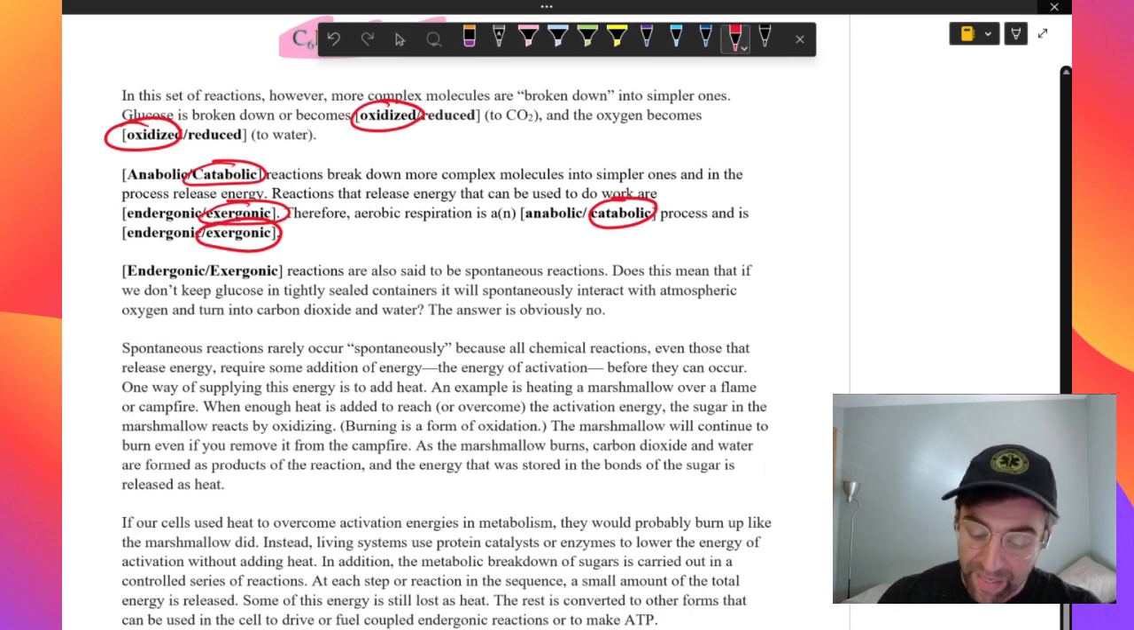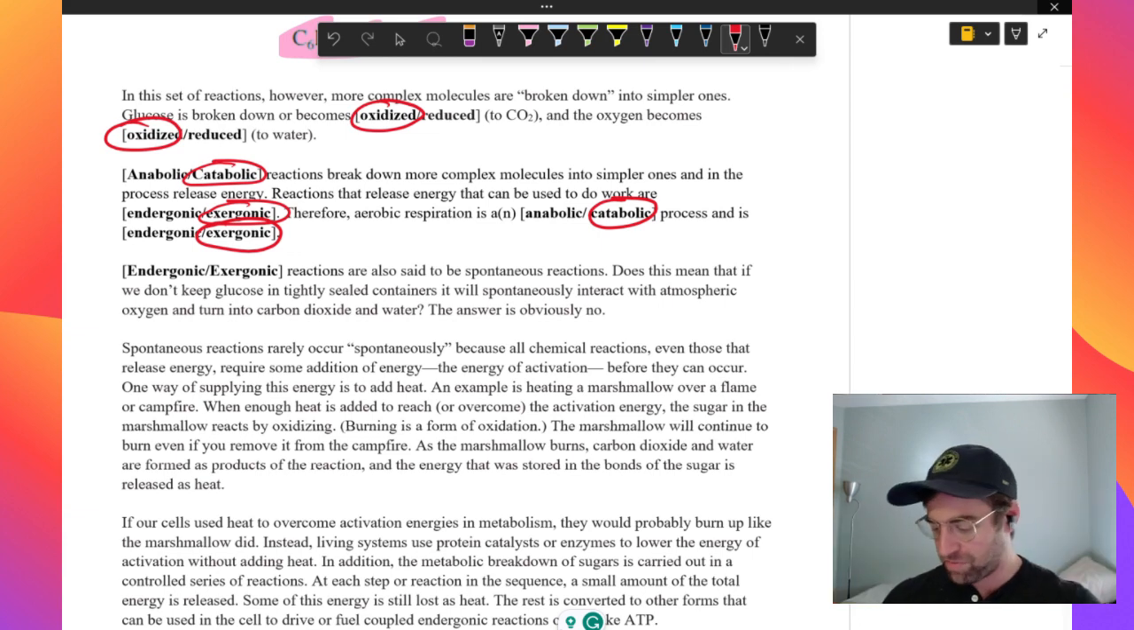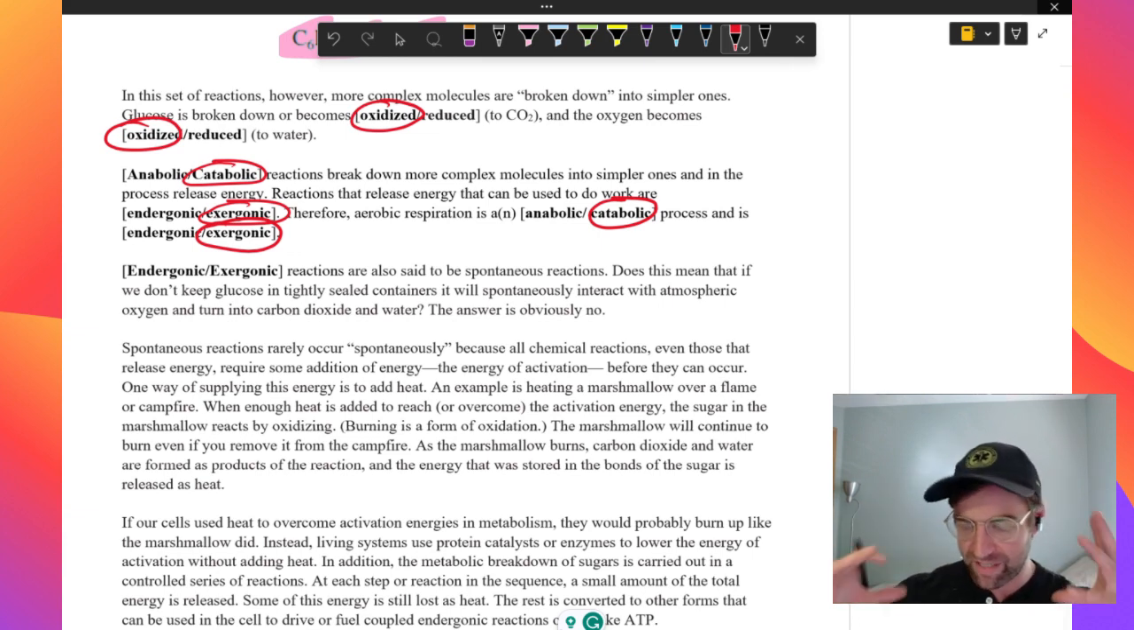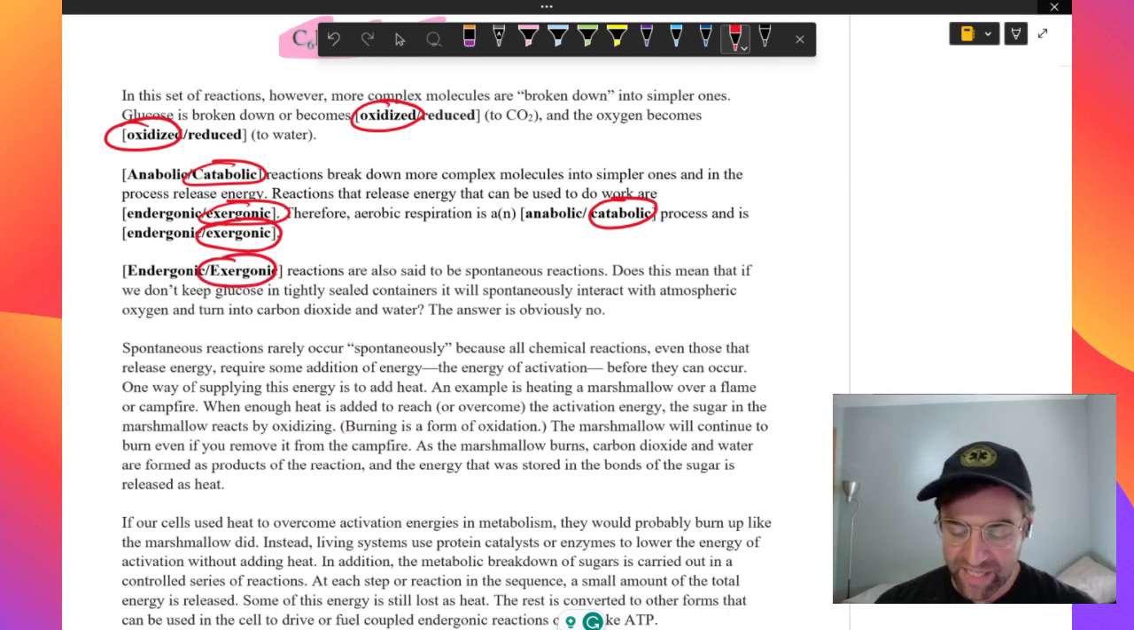Exergonic reactions are also said to be spontaneous reactions. You will later learn about Gibbs free energy, which is a measurement of energy available in these processes. Exergonic reactions are said to happen spontaneously. Now, does this mean that if we don't keep glucose in tightly sealed containers, it will spontaneously interact with atmospheric oxygen and turn into carbon dioxide and water? The answer is obviously no. Spontaneous reactions rarely occur spontaneously because all chemical reactions, even those that release energy, require some addition of energy, the energy of activation, before they can occur.